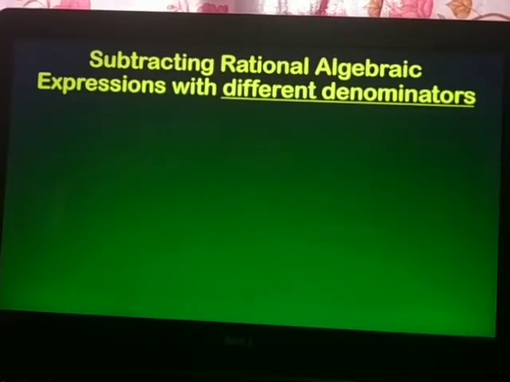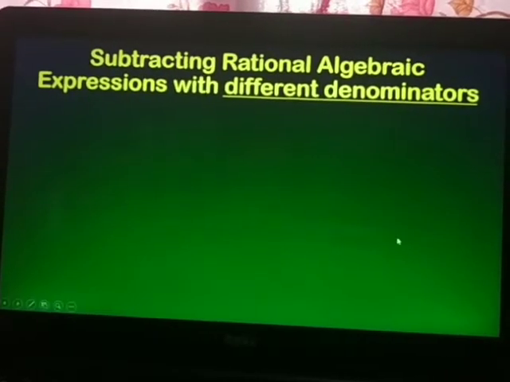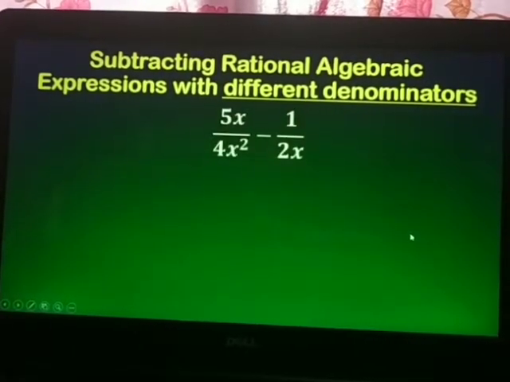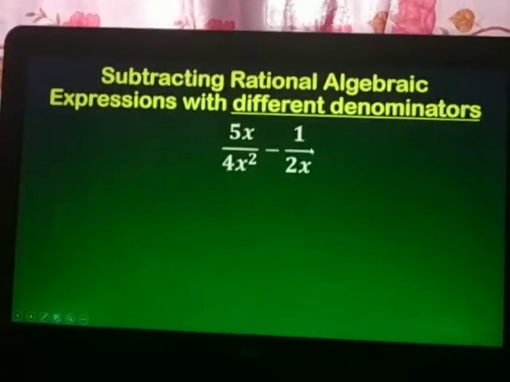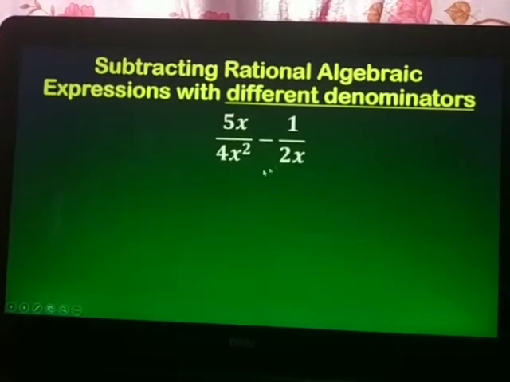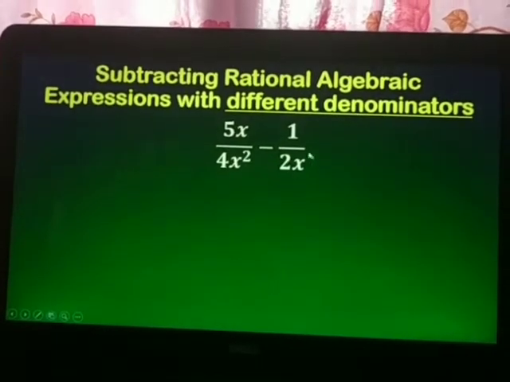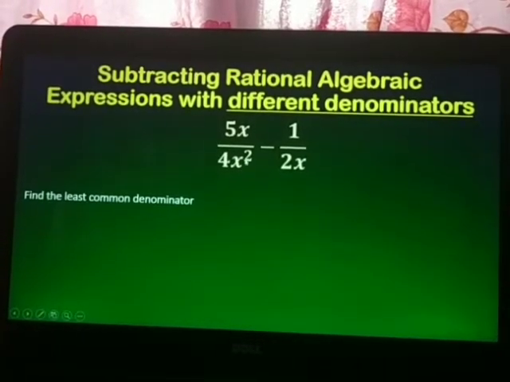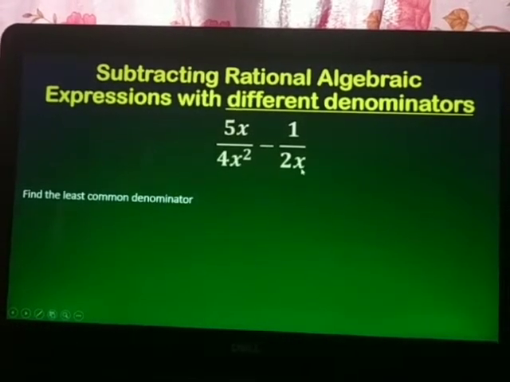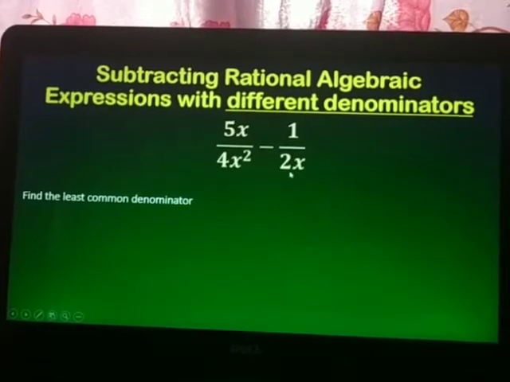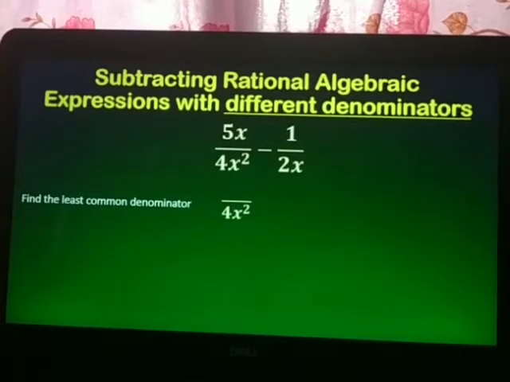This time, let's proceed with another one, subtracting rational algebraic expressions with different denominators. Let's try an example, 5x over 4x squared minus 1 over 2x. Take note that your denominators are different, 4x squared and 2x. So the first step is to find the least common denominator for 4x squared and 2x. What number can we divide 4 and 2 with, and x squared and x? And so the least common denominator is 4x squared.